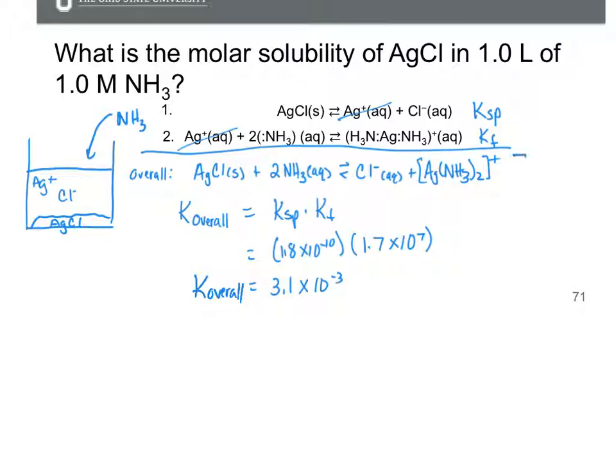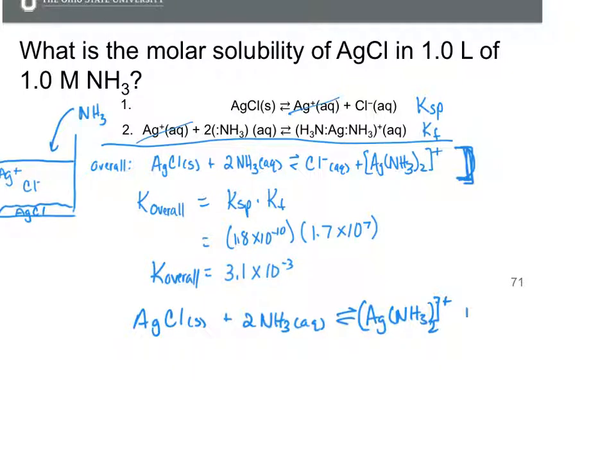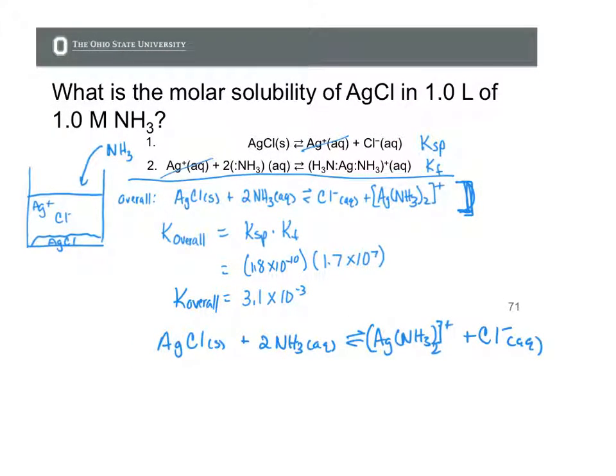This overall expression is going to allow us to look at this third equilibrium, the overall equilibrium, and figure out the molar solubility now of the silver chloride with the ammonia. That's what that equilibrium is telling us. So we can set up an ice table. We want to figure out the molar solubility of silver chloride. So we're going to set up our ice table with the overall expression: AgCl solid plus 2 NH3 aqueous in equilibrium with Ag(NH3)2 plus, plus Cl minus.